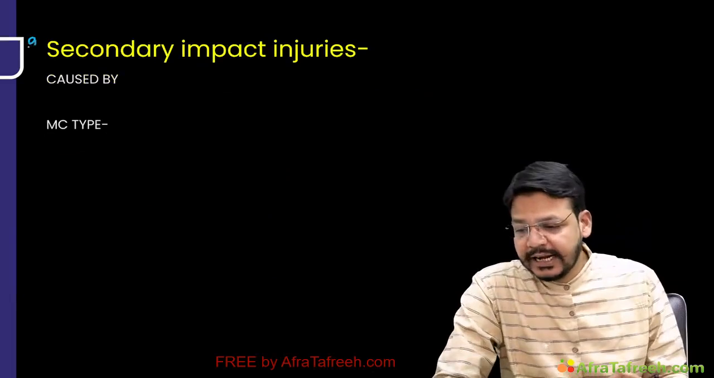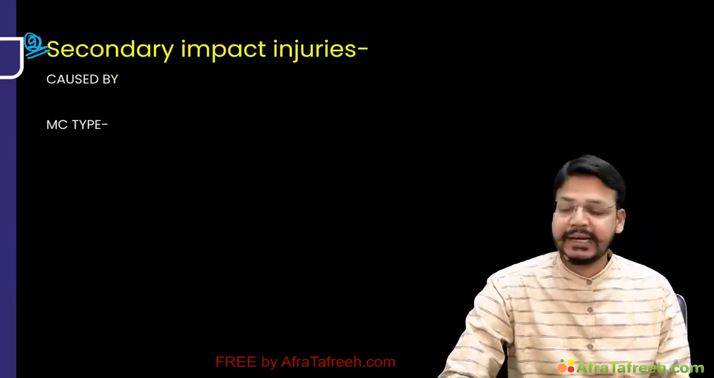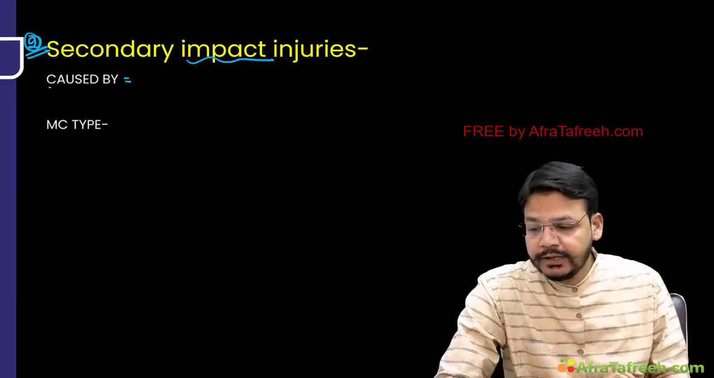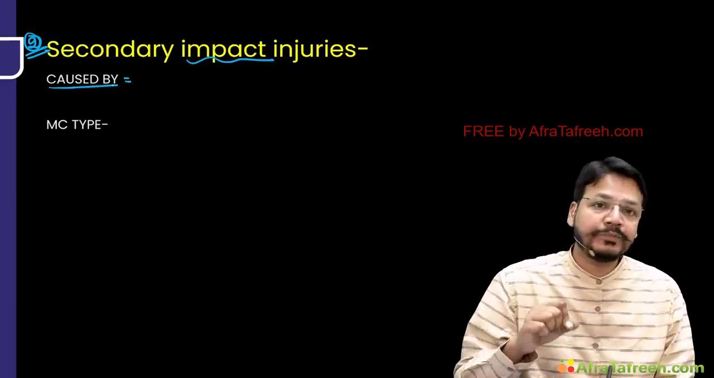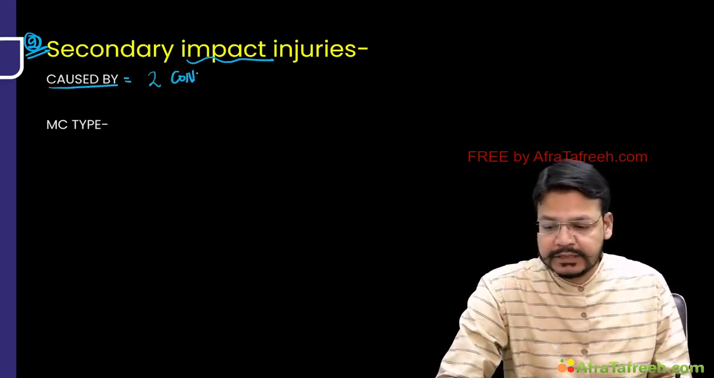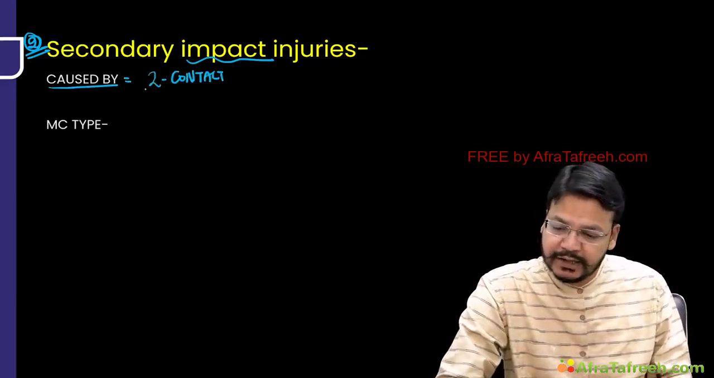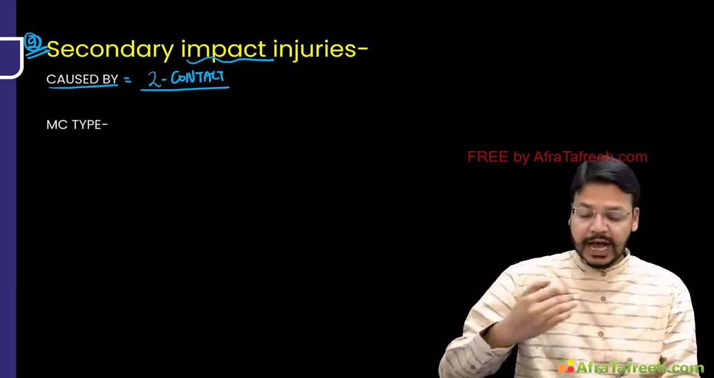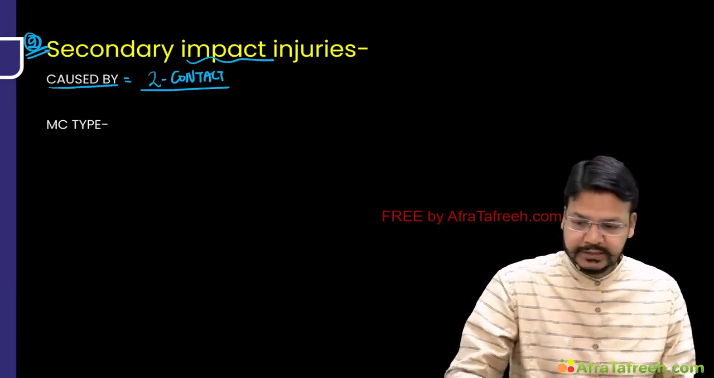Now, the second injury, the secondary impact injury, as I told you, is caused by a second impact. It is caused by the second contact of the same vehicle. Now, how would you get the second contact? Either you will go onto the bonnet.